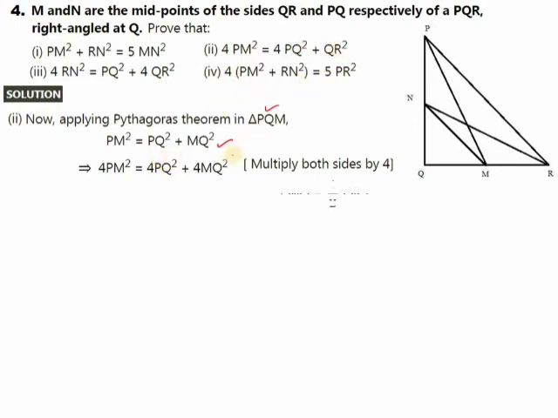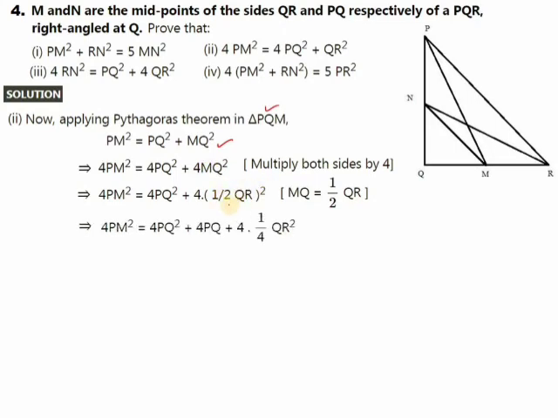Now let's see what can be done. Now see, MQ is equal to half QR. MQ is half of QR, isn't it? Because M is the midpoint. So that's why in place of MQ let me write half QR. If I write half QR, then half whole square is 1 by 4, and we have QR square. So 4 and 4 get cancelled, right? Isn't it? So how much do we get?